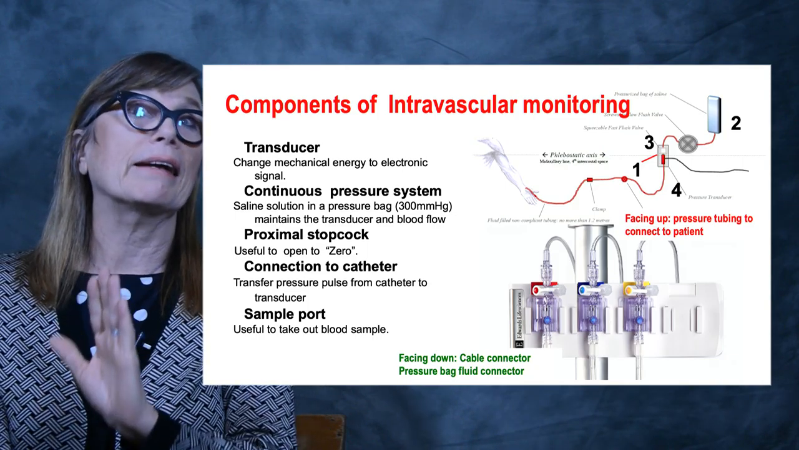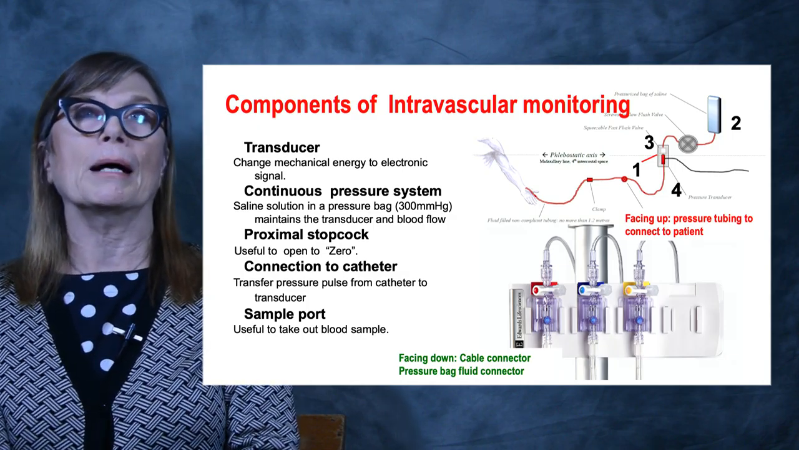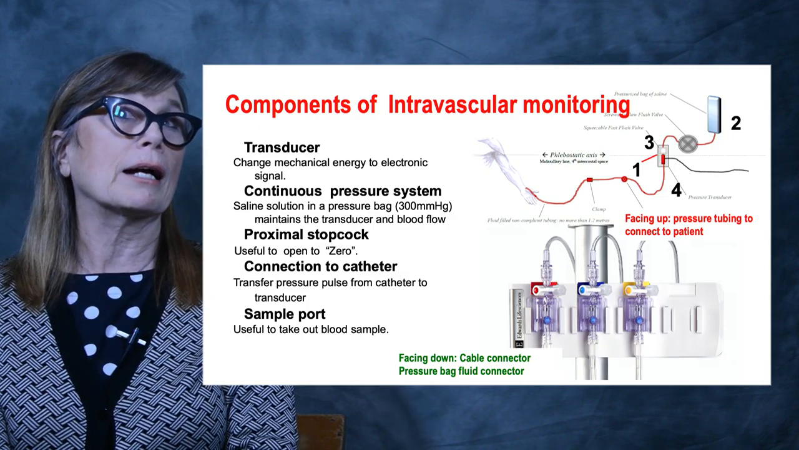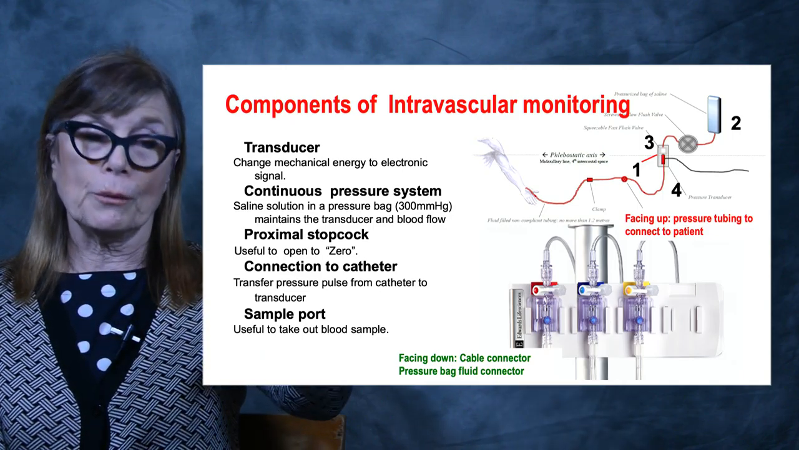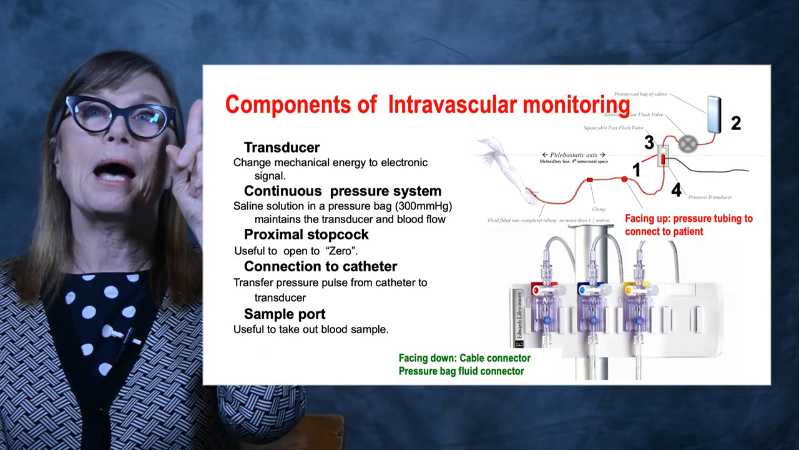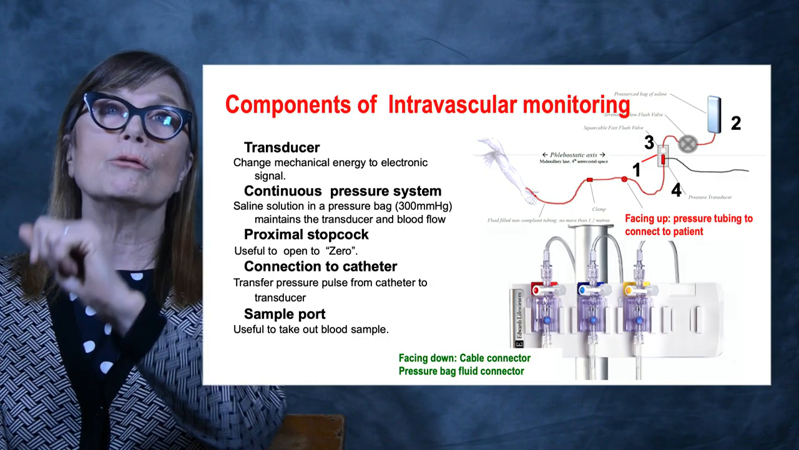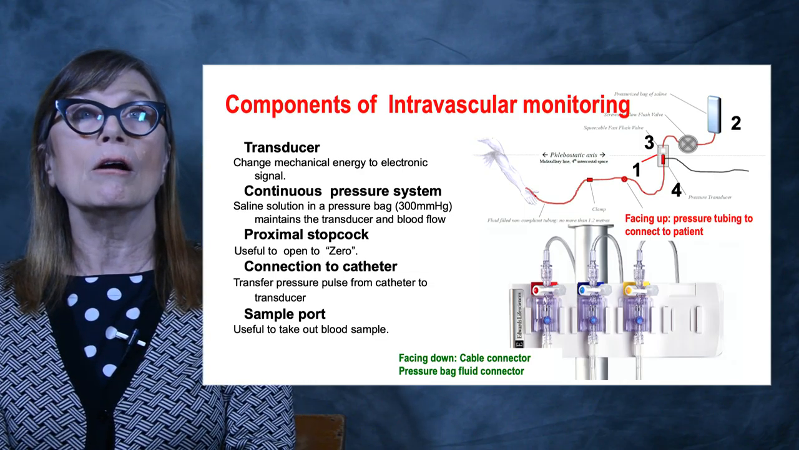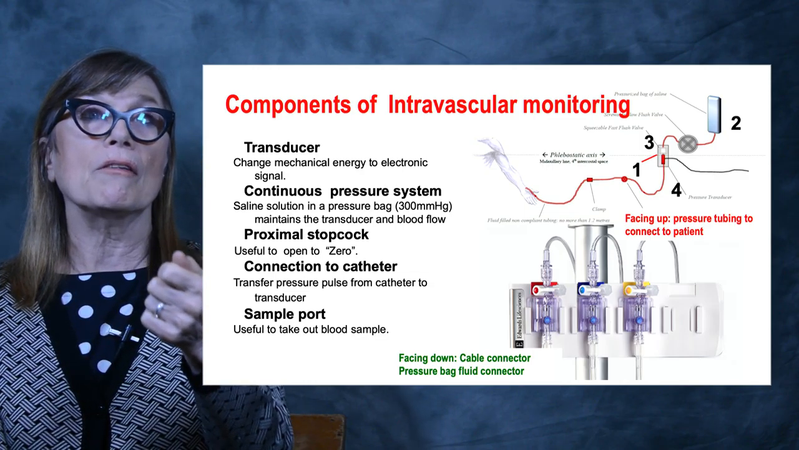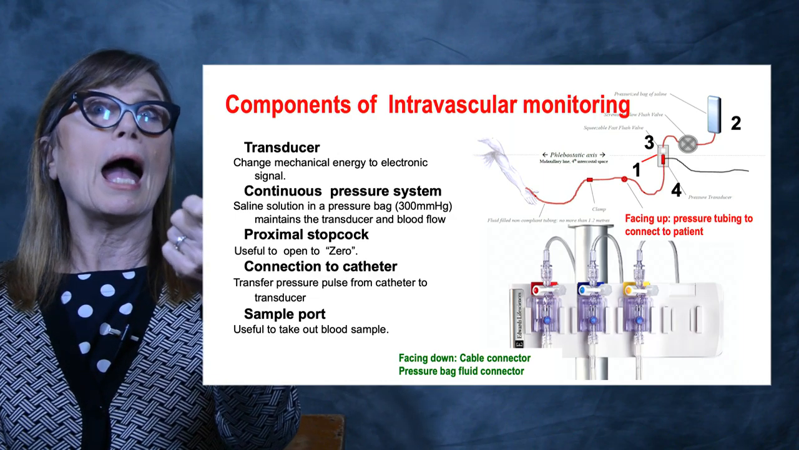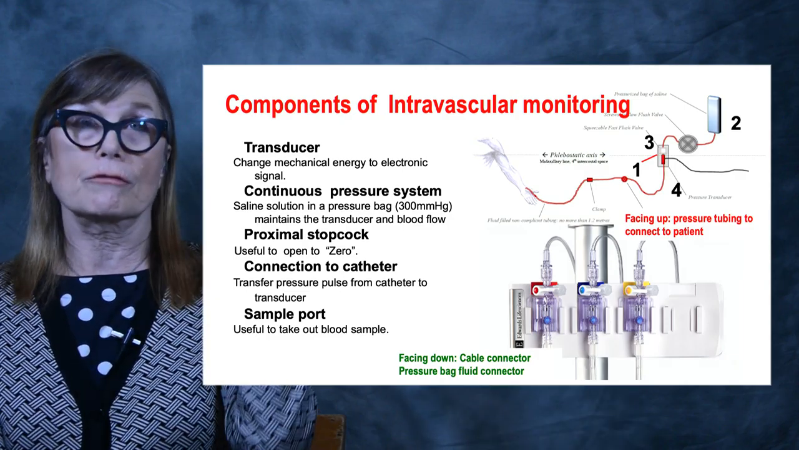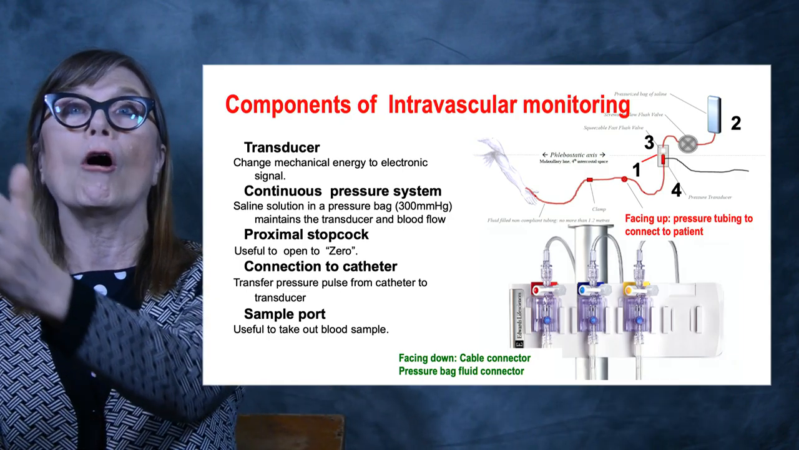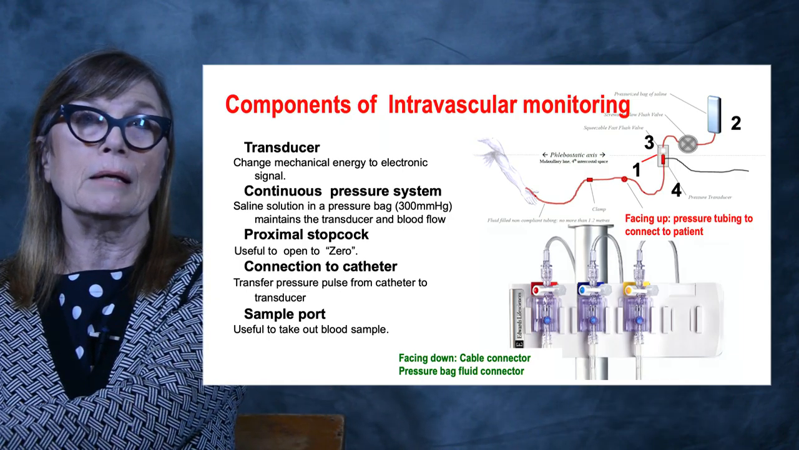Next to that, you see that yellow line, again beyond what we'll talk about today, and that yellow line will connect to your PA catheter, and the same thing will be true. Cable and fluid line down, pressure tubing up. Now, on each one of those transducers, you see that you have a blue pigtail. That's what you pull to flush, to actually open up a one-way valve that allows fluid to go from your pressure bag all the way through your pressure tubing.